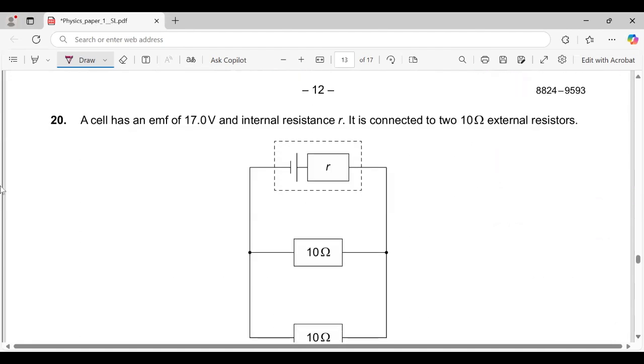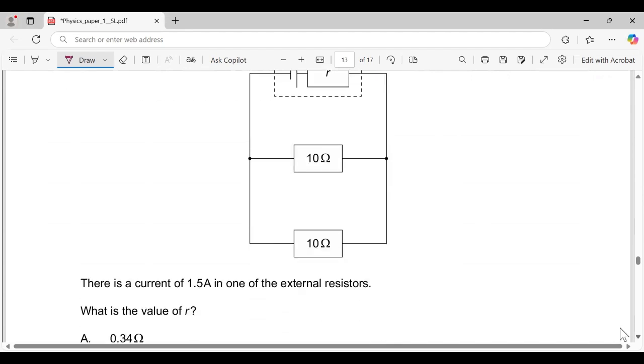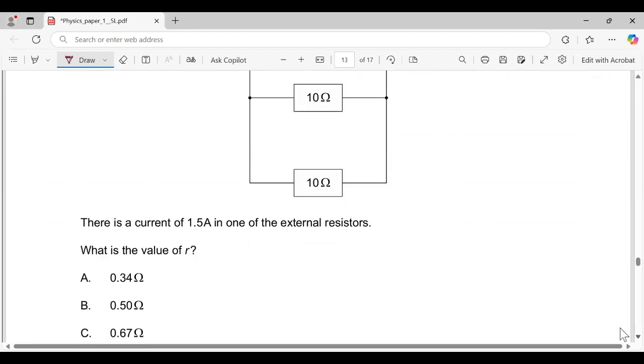A cell has an electromotive force of 17.0 volt and internal resistance R. It is connected to two 10 ohm external resistors. So this is the internal resistor and this is the external resistor, in parallel. There is a current of 1.5 amps in one of the external resistors. What is the value of R?